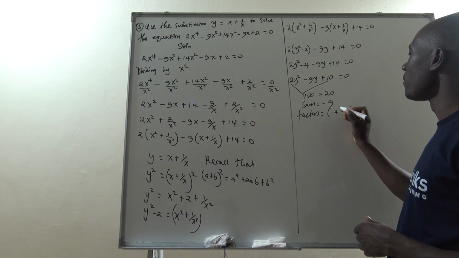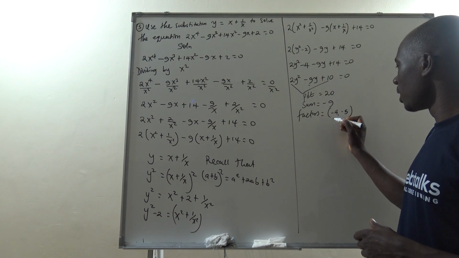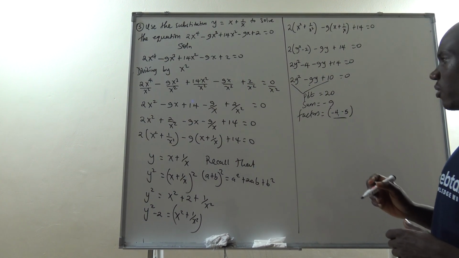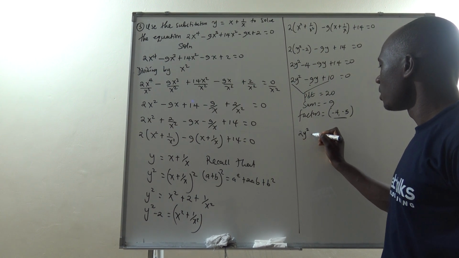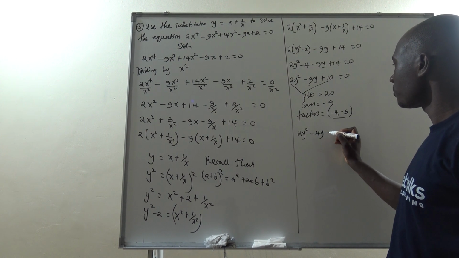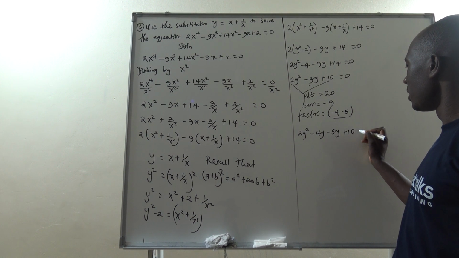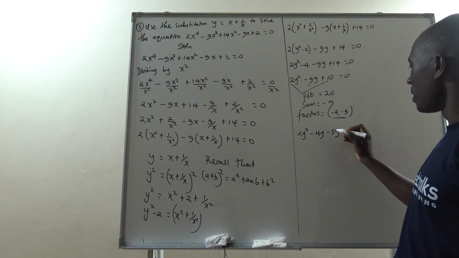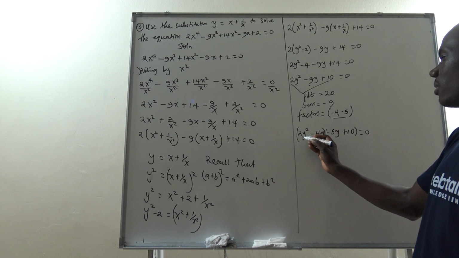-4 plus -5, you are coming out with -9. So instead of a -9, bring in these numbers. So what is it? It's going to be 2y squared minus 4y minus 5y plus 10 equals 0. Two numbers in a bracket. We apply the factorization method now.